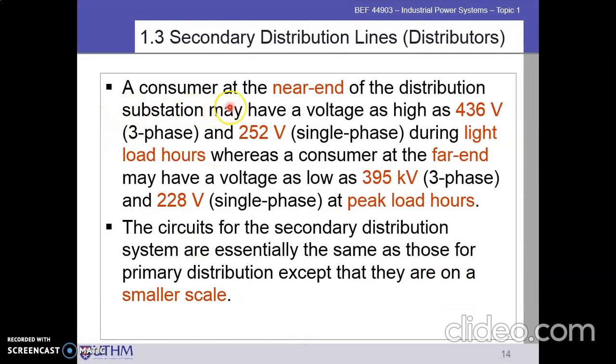A consumer at the near end of the distribution substation may have a voltage as high as 436 volts for three-phase, which in Malaysia we know as 415, and 240 for single phase, during light load hours. The circuits for the secondary distribution system are essentially the same as those for primary distribution, except that they are on a smaller scale. So it means the design and the system are the same, but the values are smaller for the distributor part.